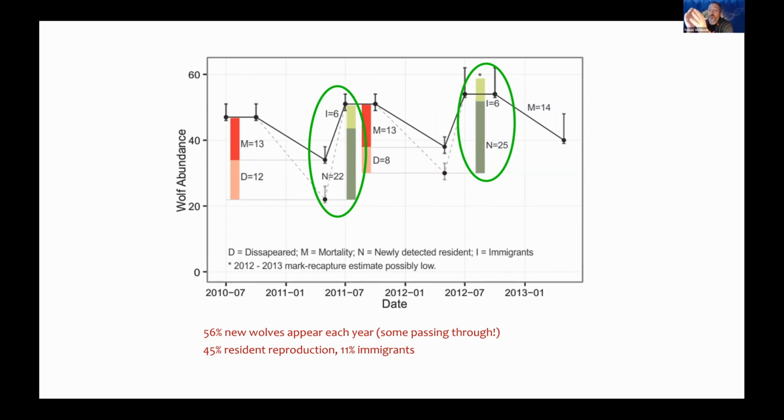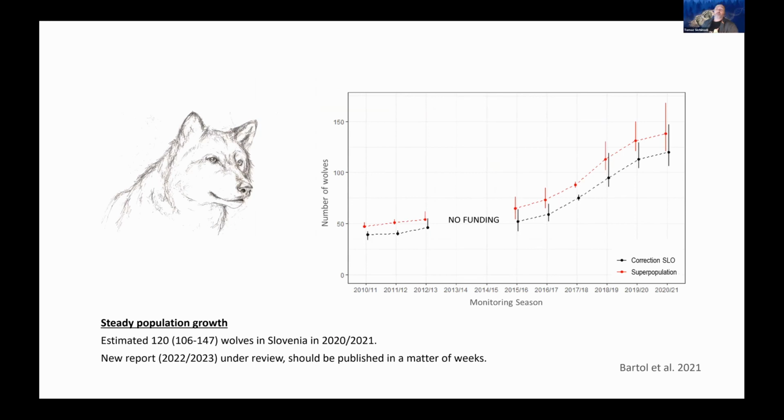We also observed similar high turnover, high dynamics in the population as we continued with the monitoring. The monitoring is going on. There was a little break when we ran out of funding, switching from LIFE funds to national funding. And the population kept growing. It's now almost 3 times the size of what it was when we started.